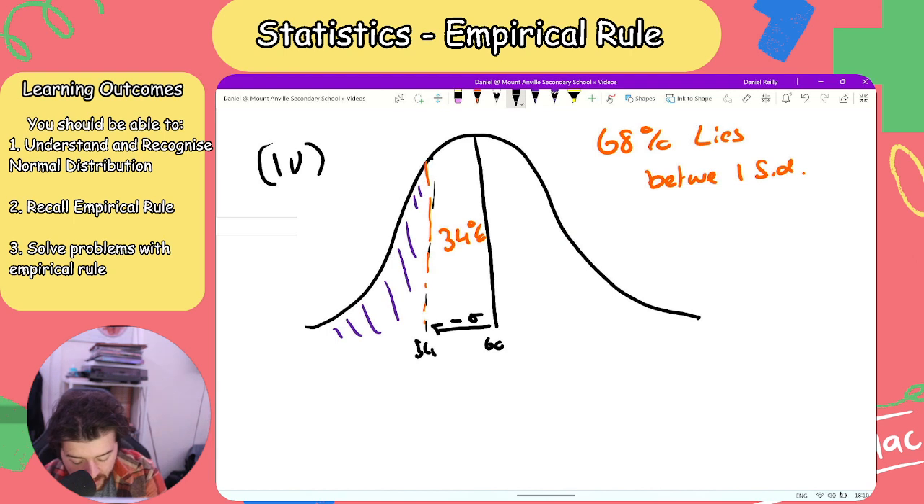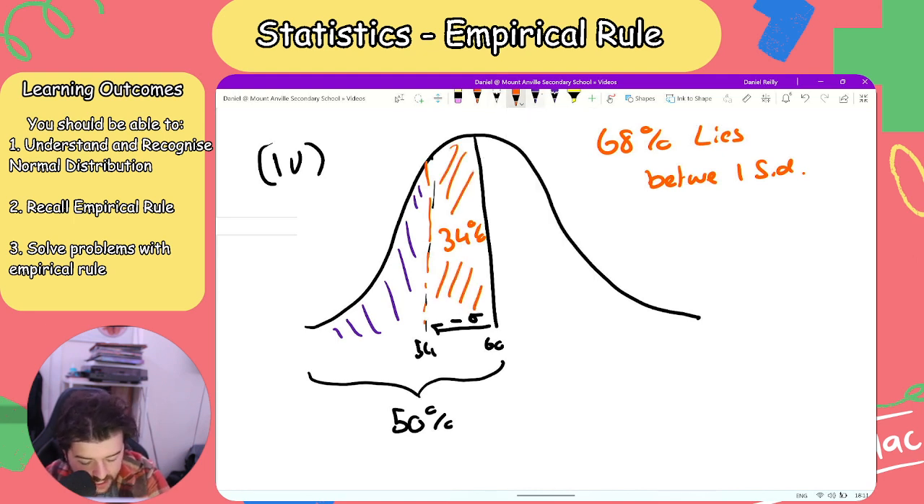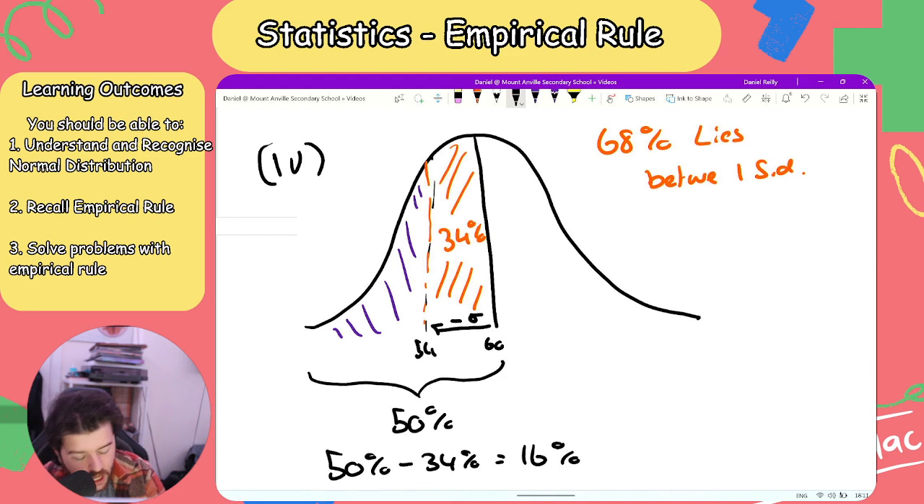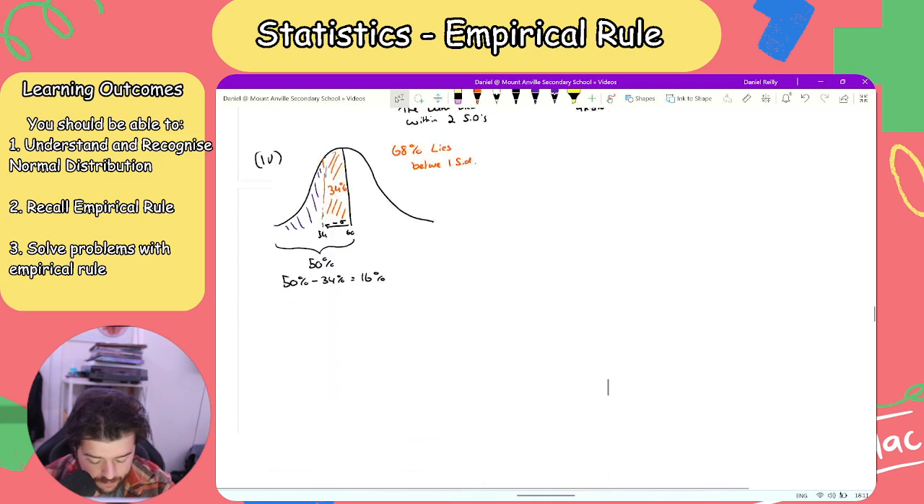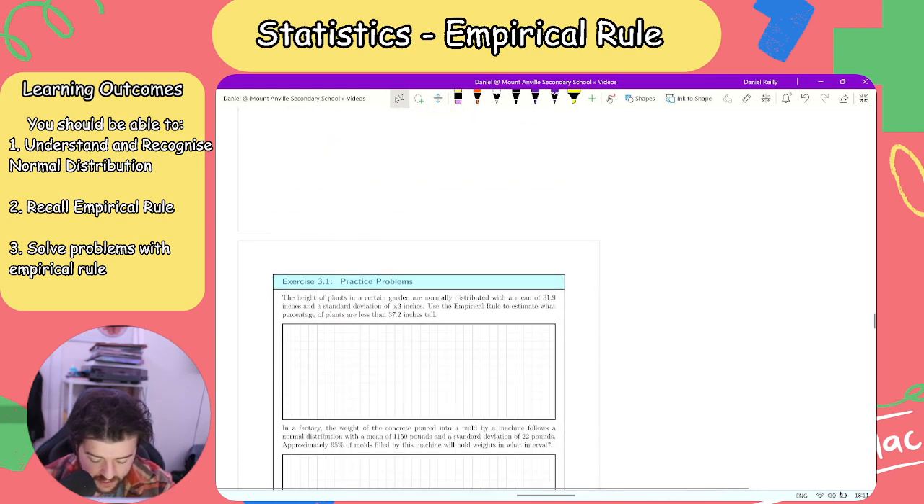Well, I know for a fact that this entire left side of my normal distribution is equal to 50%. So this entire thing is 50%. I already know what this part is. I already know what this is. So I just need to take that away from 50 to get the purple part. So the purple part is going to be 50% minus 34%, which is equal to 16%. So 16% of people got below 54 marks in their tests. Right. Let's do some more examples here.